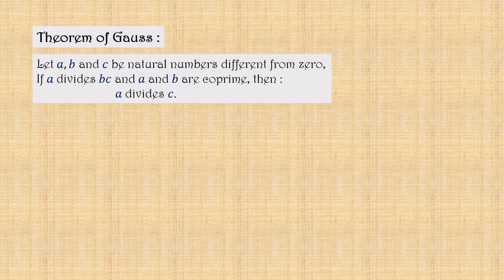Let's now see the proof. In one of the videos that have been previously published in this channel we've seen a proof of Bézout's theorem, and in order to prove this theorem, we're going to use the result of Bézout's theorem. So, according to Bézout's theorem, if a and b are coprime, then there are two integer numbers, u and v, such that a multiplied by u plus b multiplied by v is equal to 1.